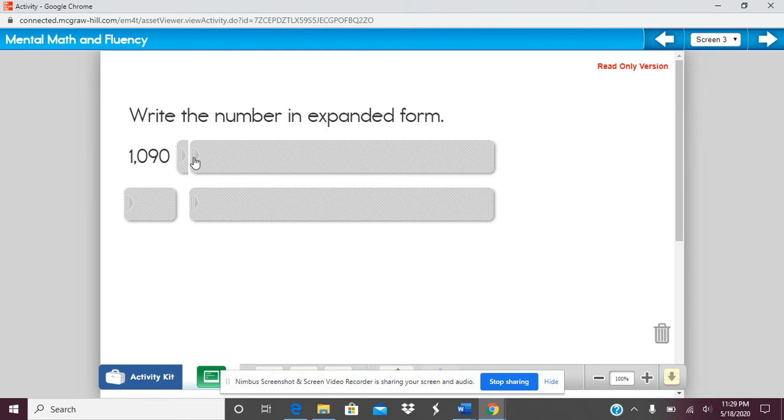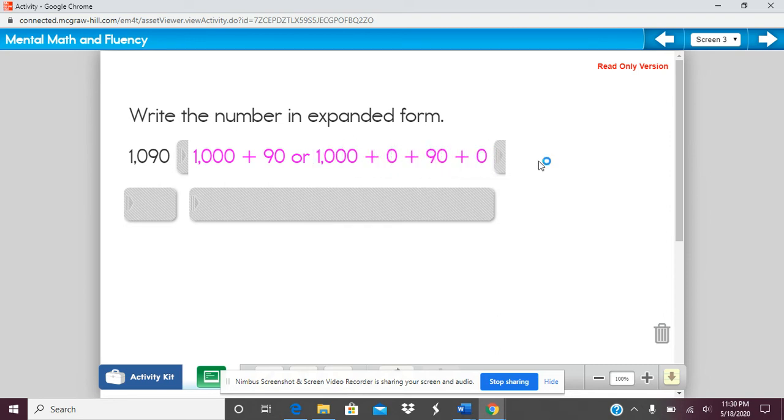I know there's a lot of zeros, so you have two options here. Might be best to use those zeros to hold your place so you don't get confused where that 9 is supposed to be. But let's take a look. 1,000 plus 90 would be one way, or 1,000 plus 0 plus 90 plus 0 would be another way. Either are correct. And our last one, 2007.